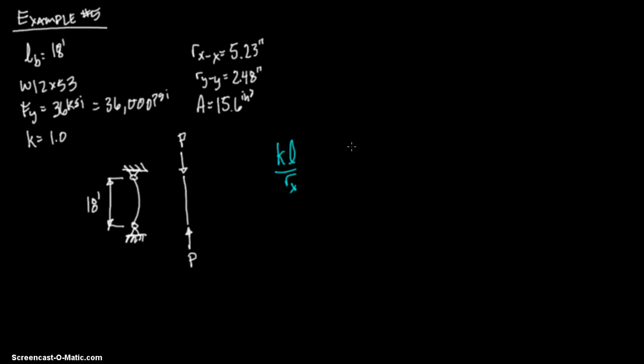Let's go ahead and do KL over Rx and KL over Ry. I haven't read through the study guide to know exactly what they say about this, but it looks like they do RXX, meaning it's bending about the x-axis. I won't say 100% of the time, but the majority of the time, this RX axis or RXX axis is going to be what I like to call, and what is typically called, your strong axis. And this is your weak.